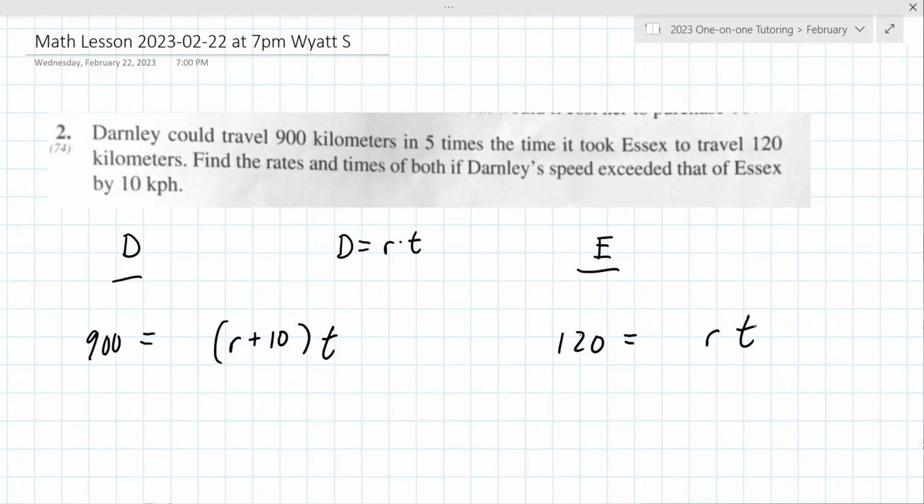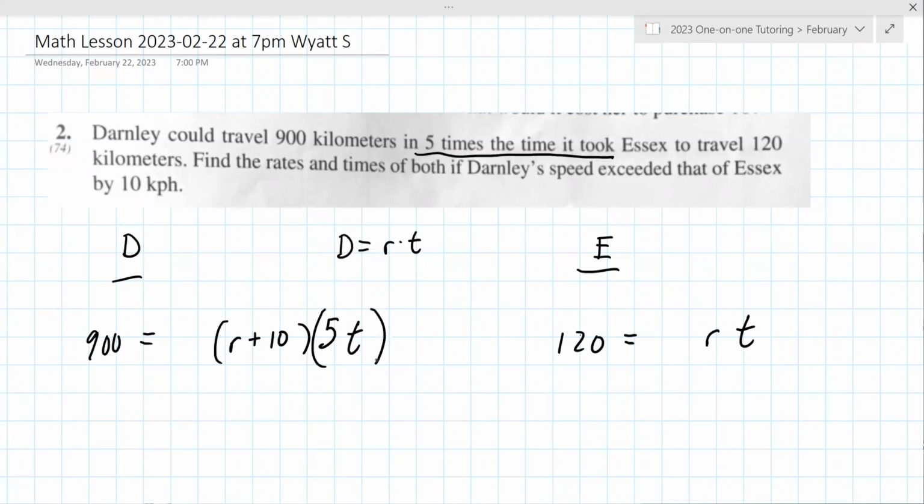So we have two equations and two unknowns. Does that look right to you? Yes, although I dislike that it says 5 times the time. Okay, so we actually have to make a small adjustment here. The t here is actually 5t because it says 5 times the time. Okay. Now, you have two equations, two unknowns.